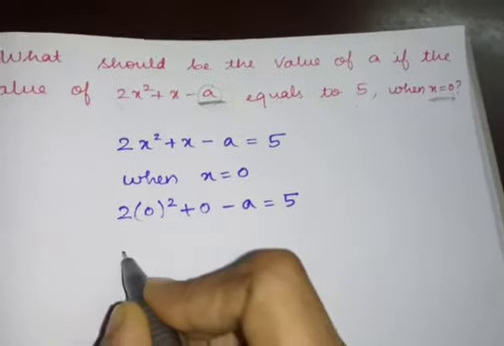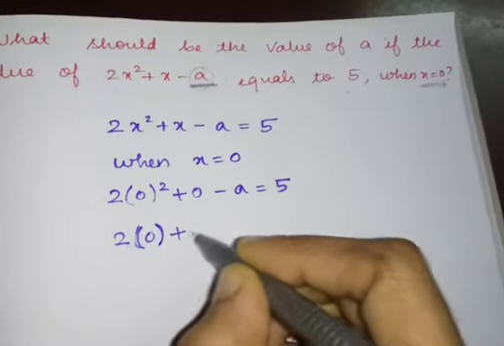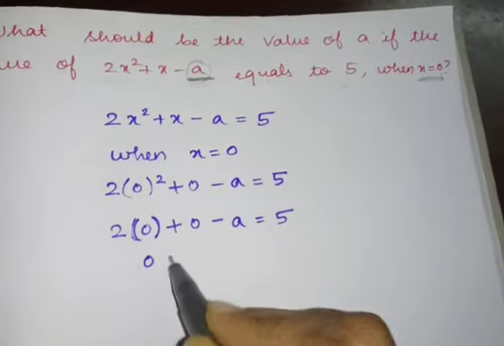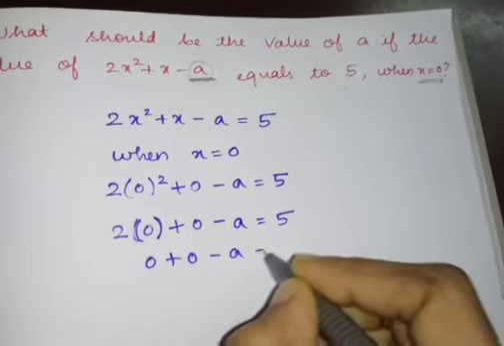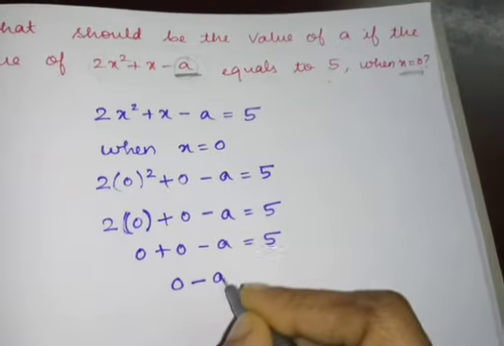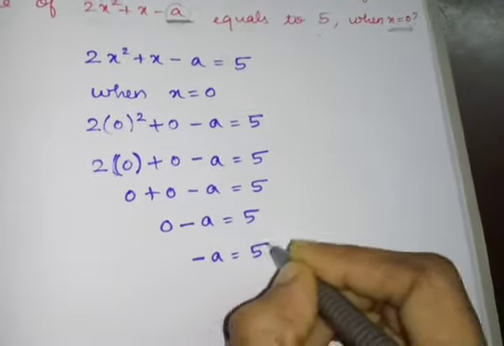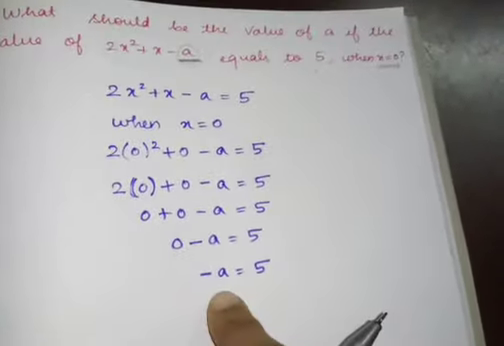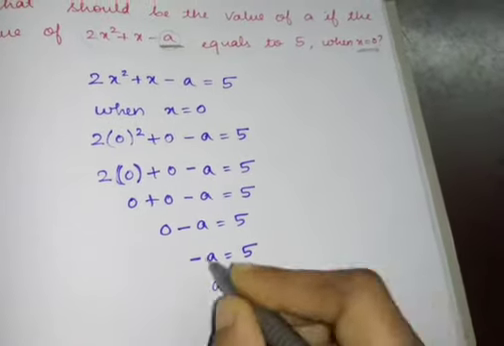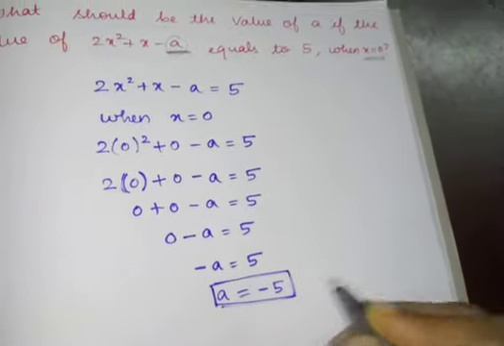Okay, 2 into 0 square is nothing but 2 into 0. Yes, 0 square is nothing but 0, plus 0 minus a is equal to 5. 2 into 0, 0 plus 0 minus a is equal to 5. 0 plus 0 is 0, so minus a is equal to 5. The 0 you don't want. Now minus a is equal to 5. Correct? I want only a. So if minus a is equal to 5, a is equal to minus 5. This minus will go that side. So, a is equal to minus 5. So, we got the value of a.